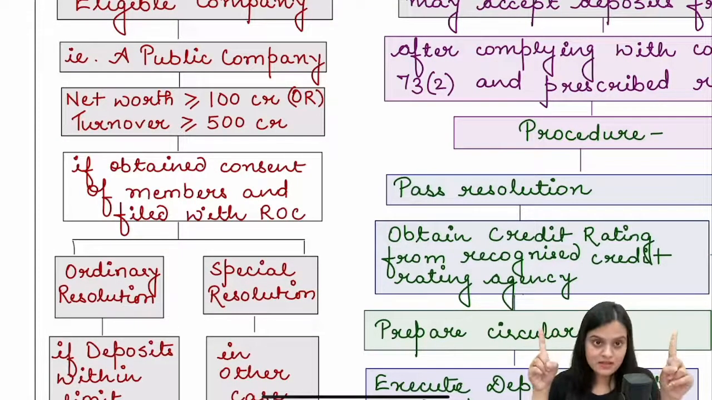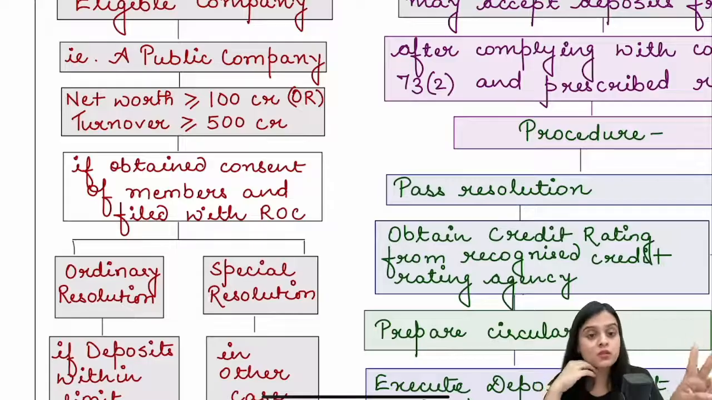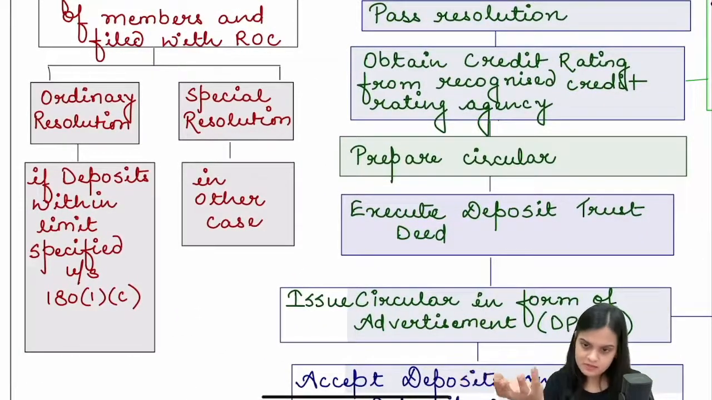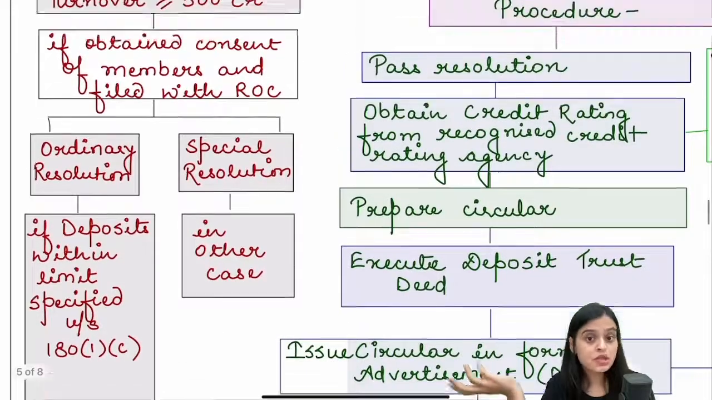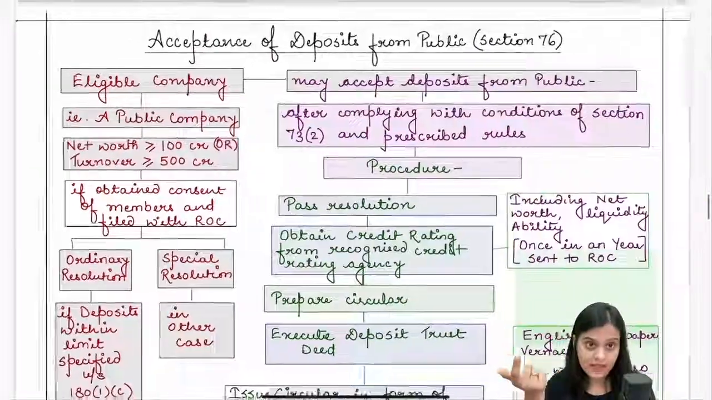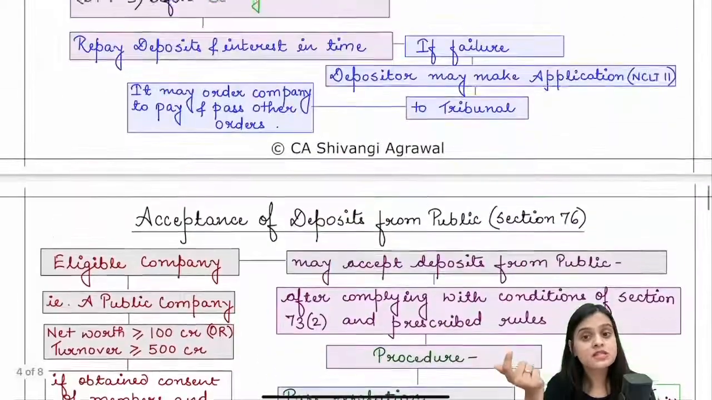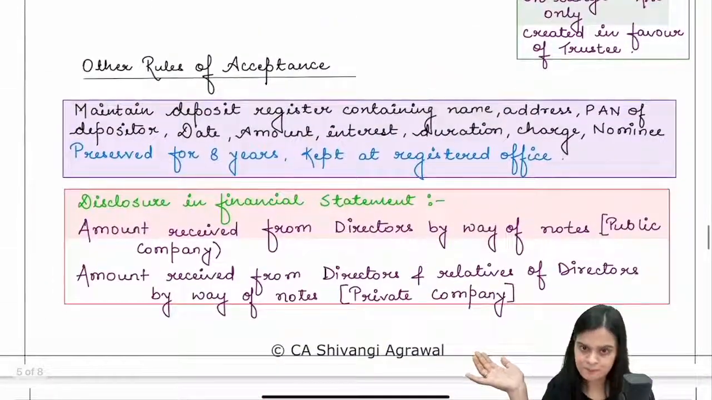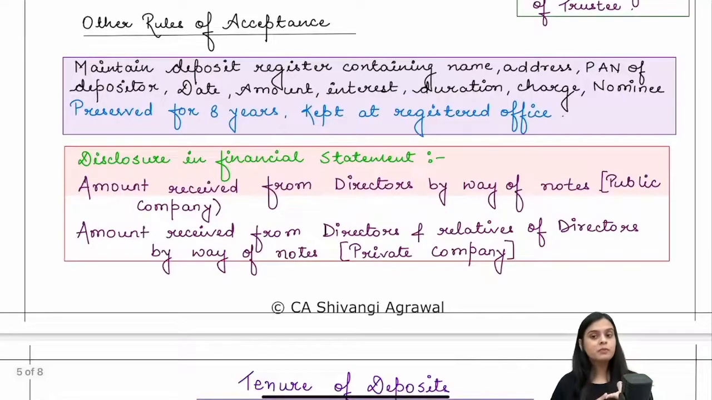If you are a public company and you have net worth of more than or equal to 100 crore or turnover of more than or equal to 500 crore, plus you get consent from your members. If you want to accept deposits within the limit of Section 180, consent can be a simple ordinary resolution, otherwise SR. So if these conditions are fulfilled, then you become an eligible company. And only an eligible public company is allowed to receive deposits from non-members or general public by following these provisions. Apart from that, deposit register will be maintained, which will contain all the details. It will be preserved for 8 years. It will be kept at the registered office.